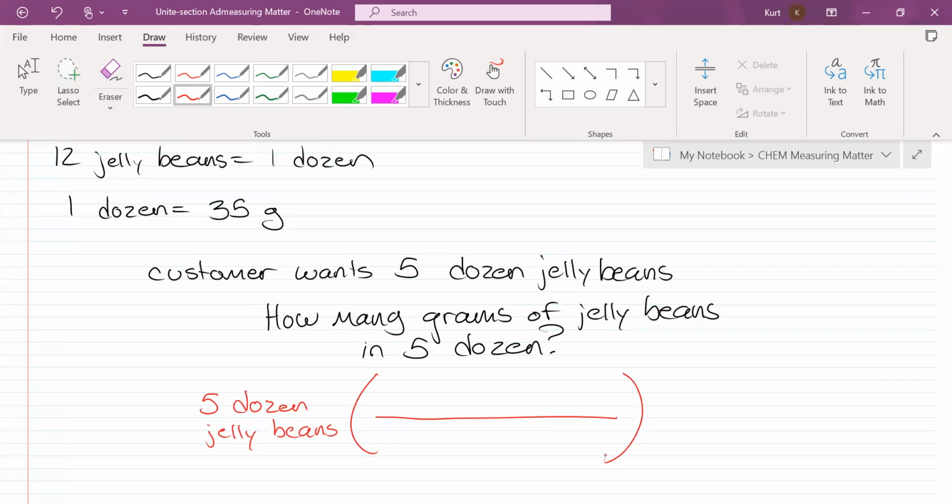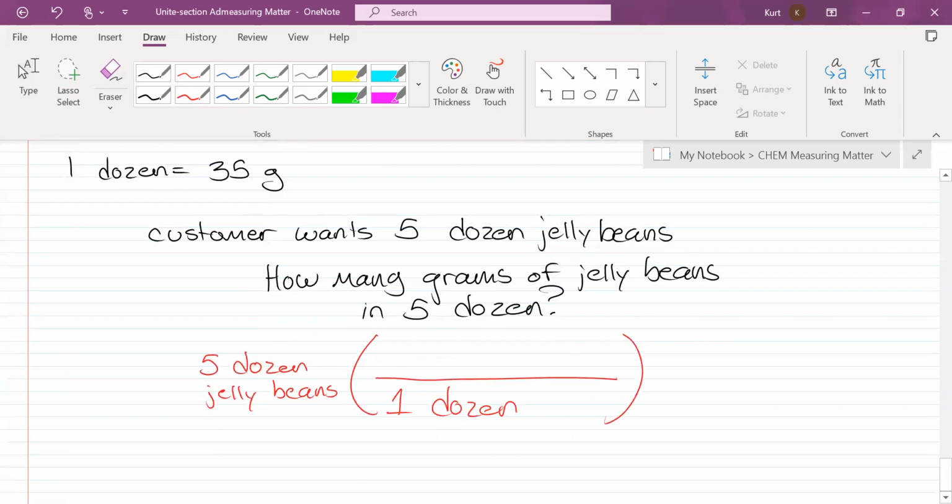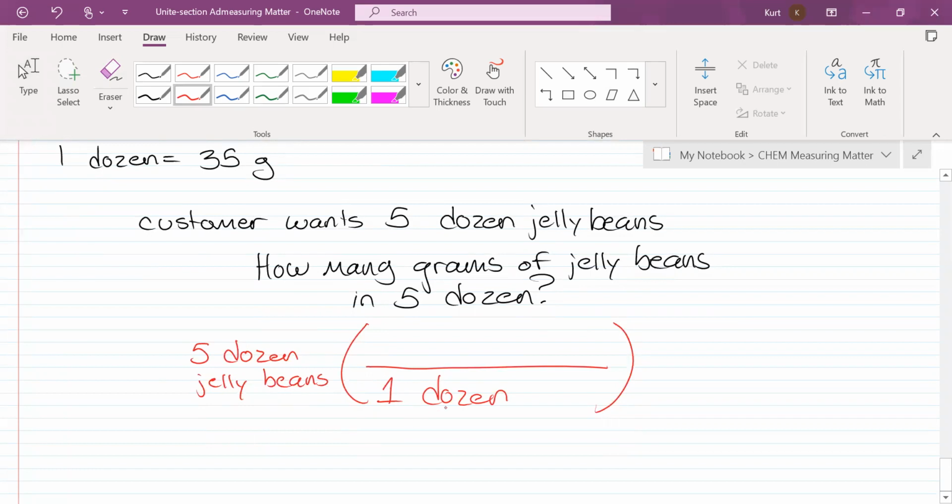Where are we going to put 1 dozen, top or bottom? On the bottom. Why on the bottom? Because it is the same unit of measurement as the known value. So you're going to cancel out dozens and dozens, and 1 dozen is equal to how many grams? 35 grams. Dozen cancels out. Is this a multiplication problem or a division problem? This is multiplication. 5 times 35 is 175 grams.